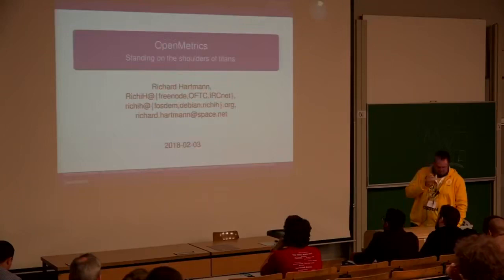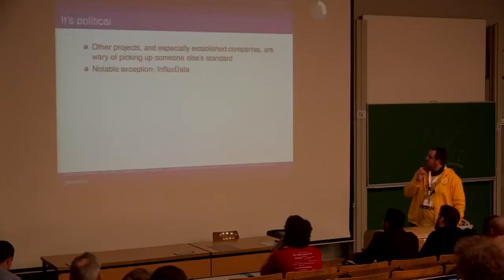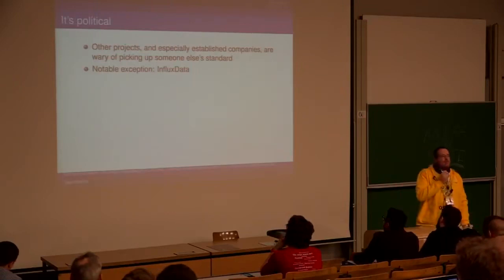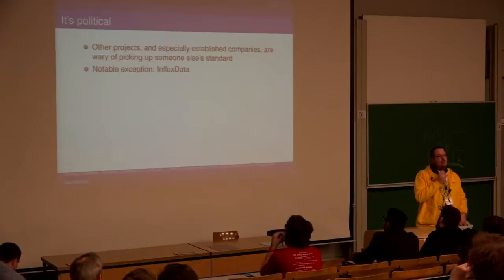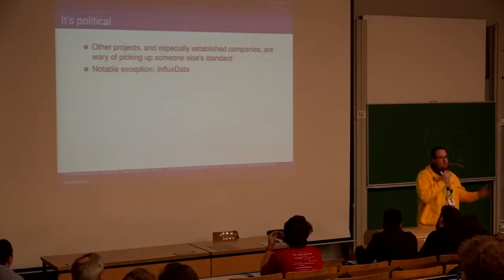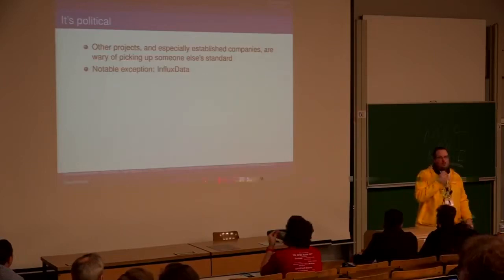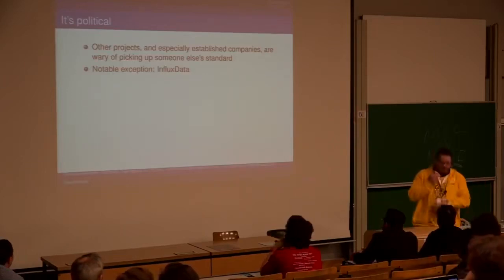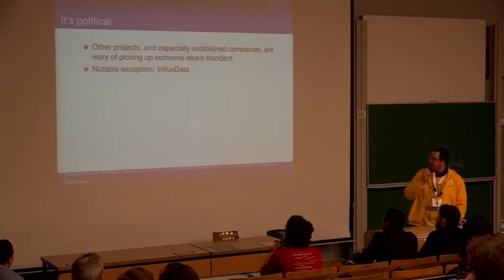So there is one large political issue with this. The name Prometheus and Prometheus exposition format is inherently tied to our project Prometheus, which is a problem for a lot of companies who want to sell you services, because they don't want you to look at their competitors when you look at the exposition format, or the name of the exposition format. There's one notable exception, Influx Data. They actually support us, even though they want to earn money and do the same, so that's really nice of them.